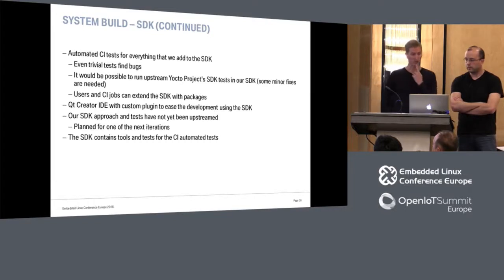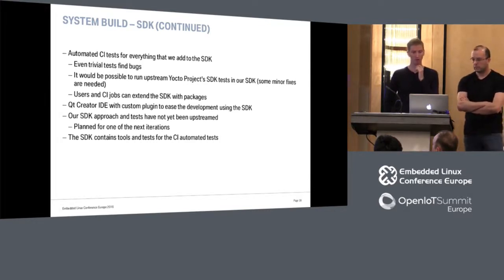For the SDK, we also have tests for everything, because we've noticed that even trivial tests find bugs, and trivial changes can trigger bugs. We don't use the Yocto upstream SDK tests. We have our own, but we are working on getting some collaboration done here. And these tests are executed every time we build an SDK in the CI system.